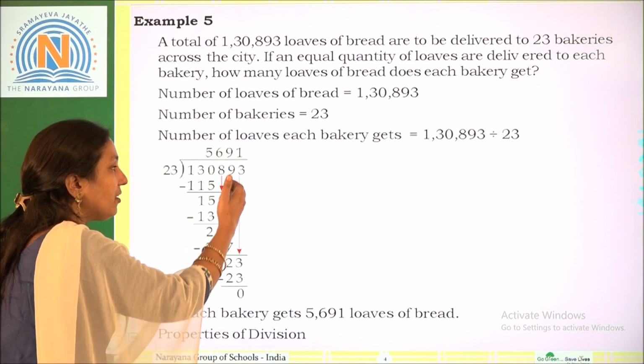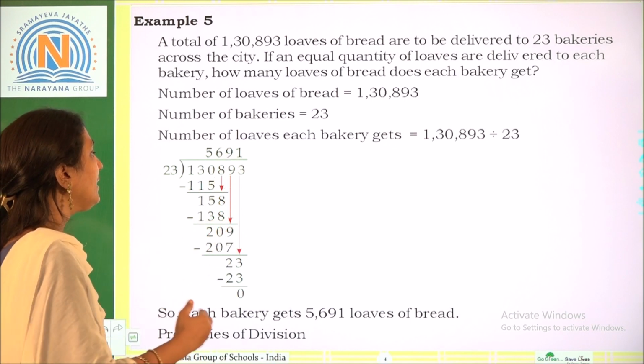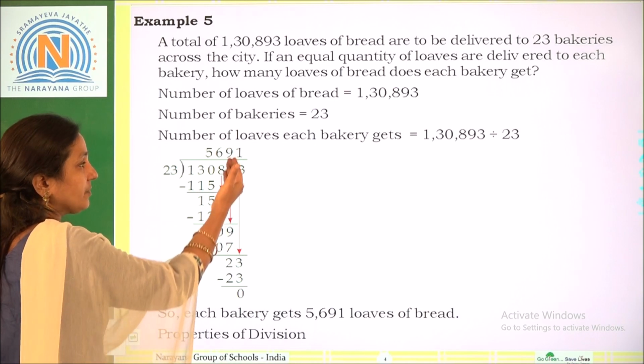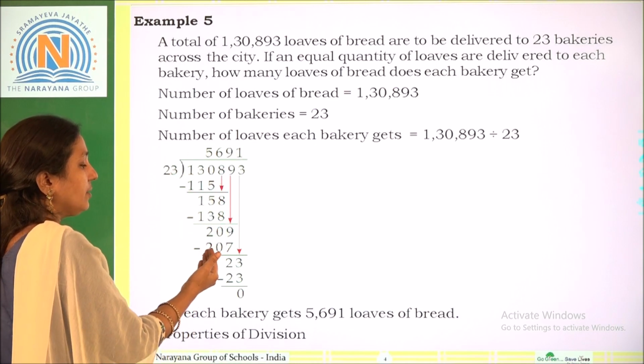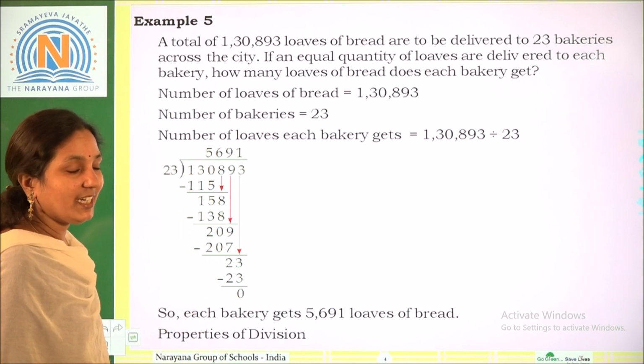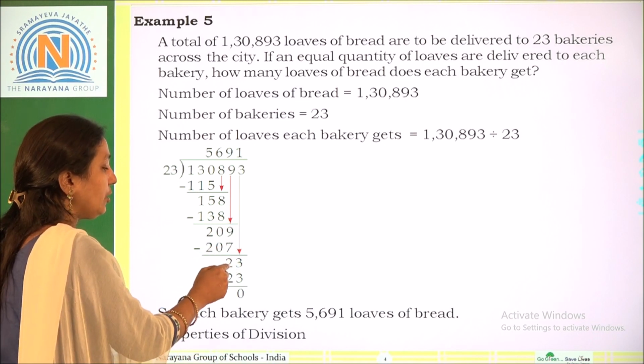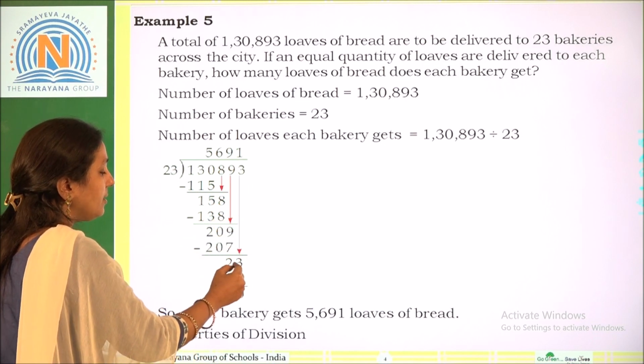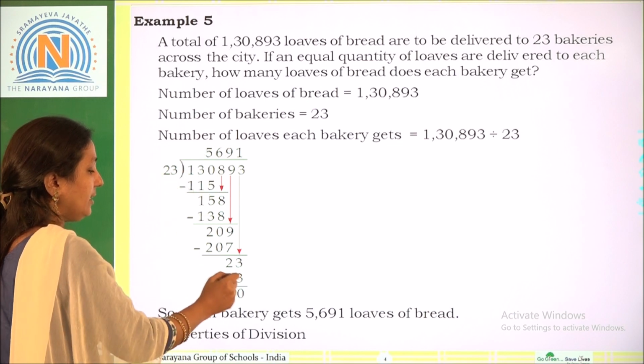Now you have to bring down the tens place 9. So how many times can we take? Approximately 9 times. So it will be 207. Subtract, you will get 2. So now bring down 3. So 23. 1 time 23.